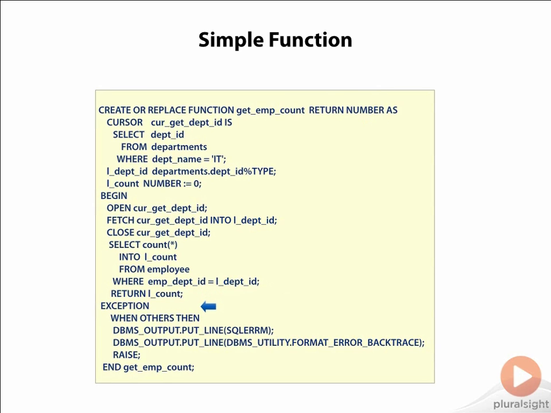Next, we have an exception handler section with the when others exception handler to catch any unexpected errors. Here, we output the SQL error message and the error stack using the dbms_utility.format_error function. We then use the raise keyword to raise the error to the calling client. If we did not have the raise keyword and an error was raised, Oracle would have given a runtime exception of ORA-06503 with the message function returned without a value.